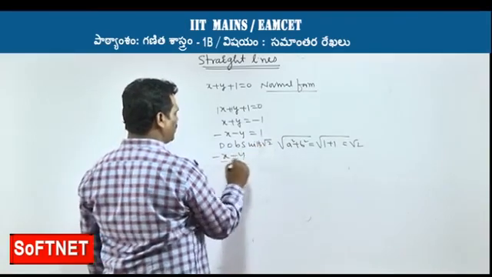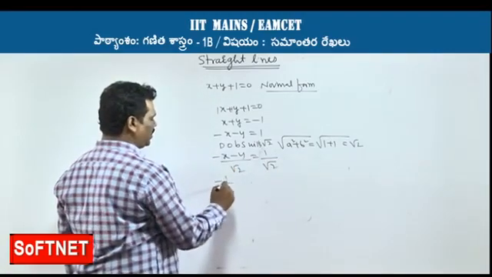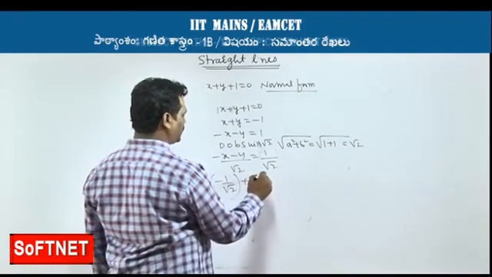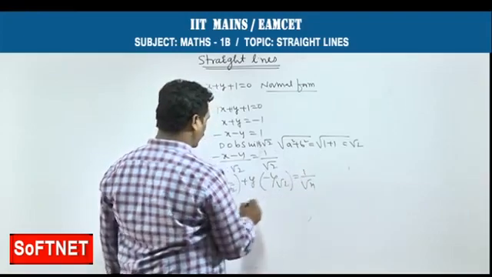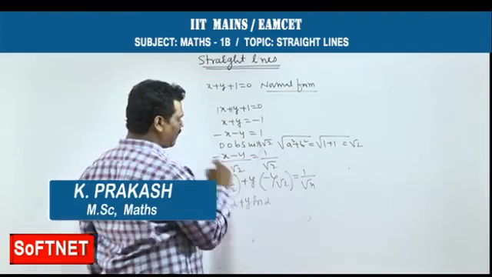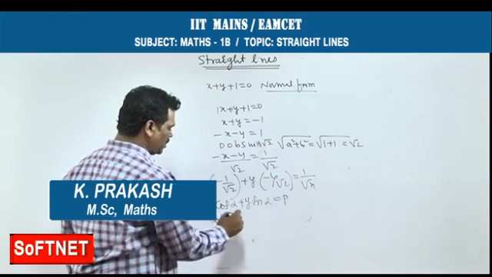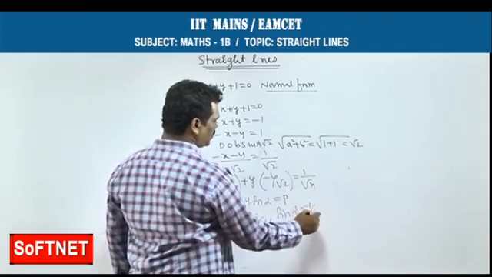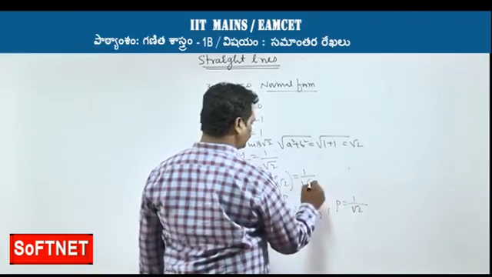So we get minus 1 by root 2 x plus minus 1 by root 2 y equal to 1 by root 2. It is in the form of x cos alpha plus y sin alpha equal to p. So cos alpha is equal to minus 1 by root 2, sin alpha is equal to minus 1 by root 2, and p is equal to 1 by root 2.